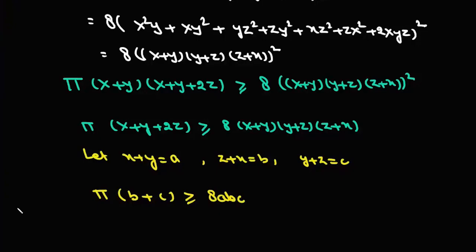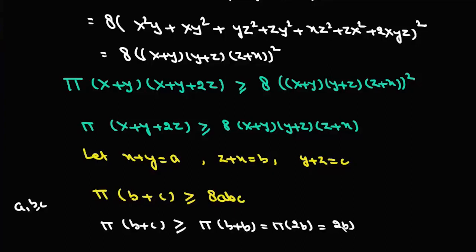Now if we use reverse rearrangement for abc, then we can write pi b plus c will always be greater than or equal to pi b plus b, which is in the same order, which is pi 2b, and pi 2b is simply 2b into 2c into 2a. So from here we can write this pi b plus c, it is greater than or equal to 8 abc, which is what we need to prove in this question.